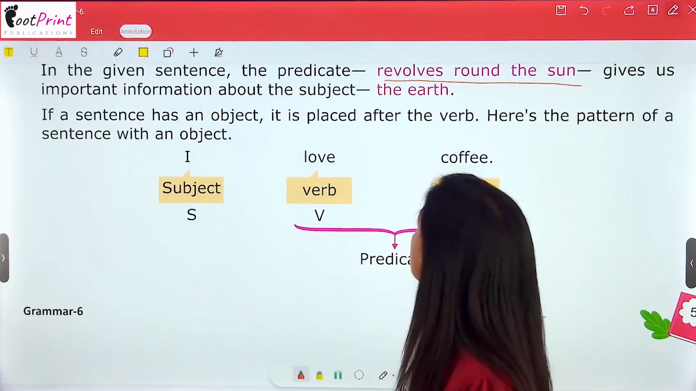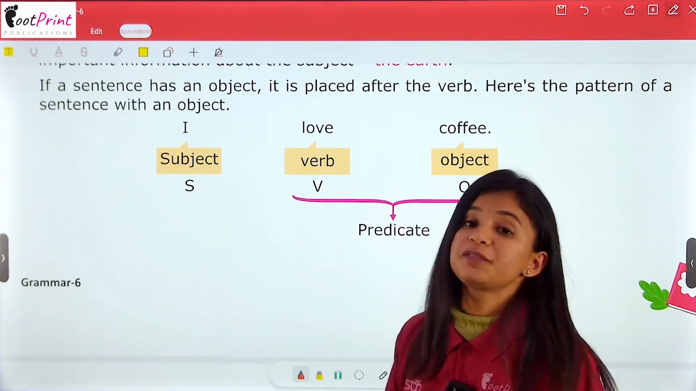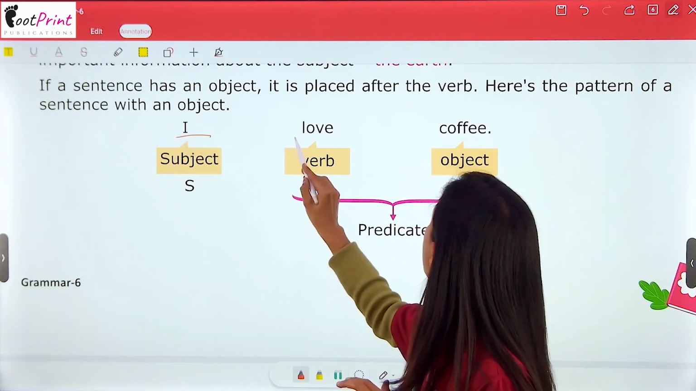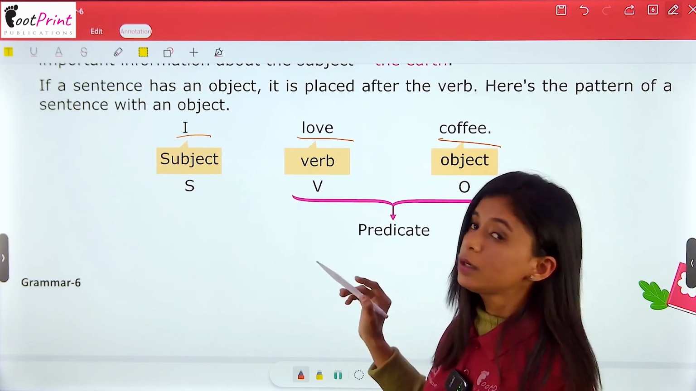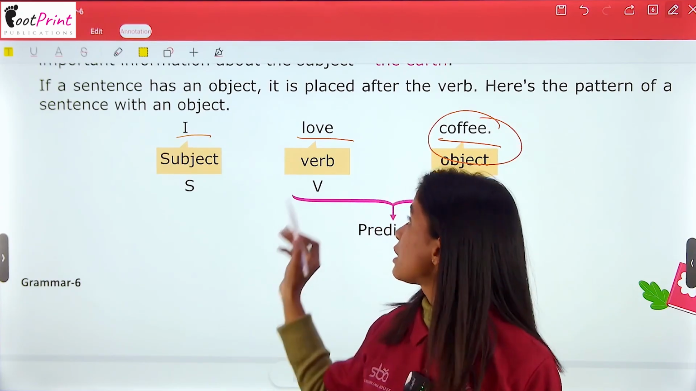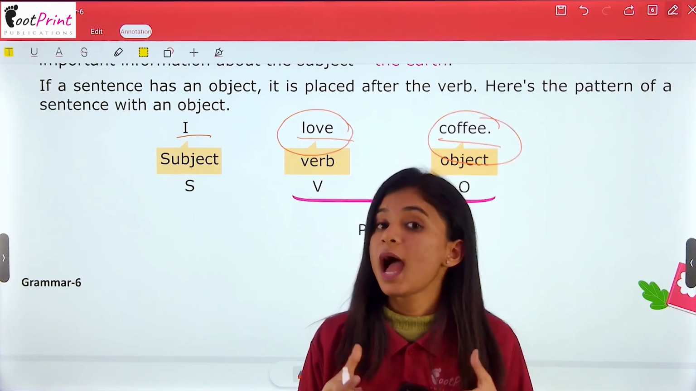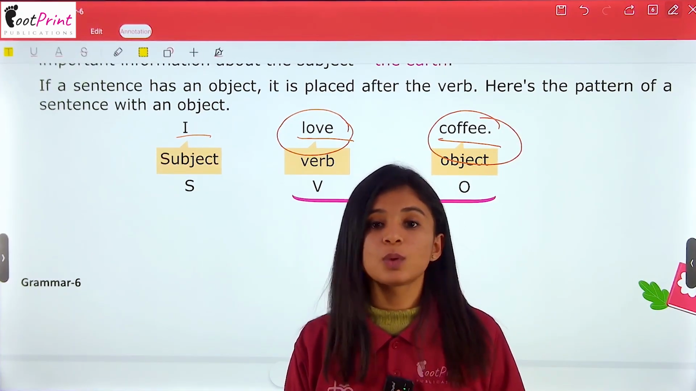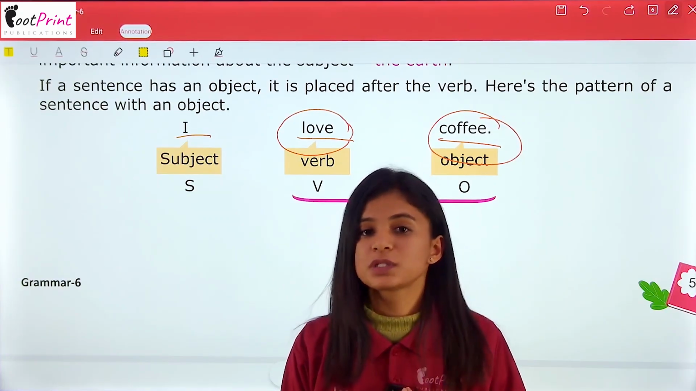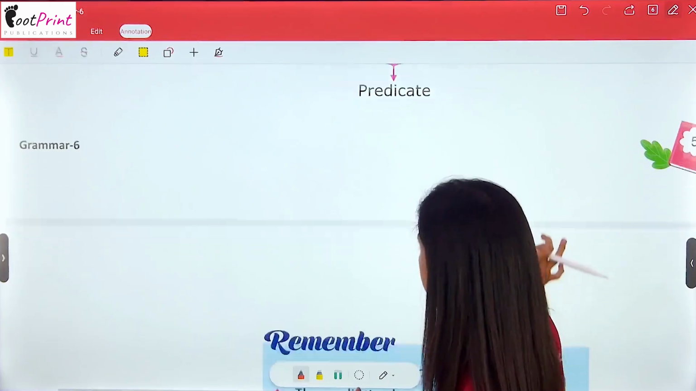And now, if a subject has an object, it will be placed after the verb. For example, I love coffee. Here, coffee is our object. So, it is being placed after the verb love. As you all know, verb is an action word and to love is also a verb. So the object will be placed after the verb only. I hope this is clear.